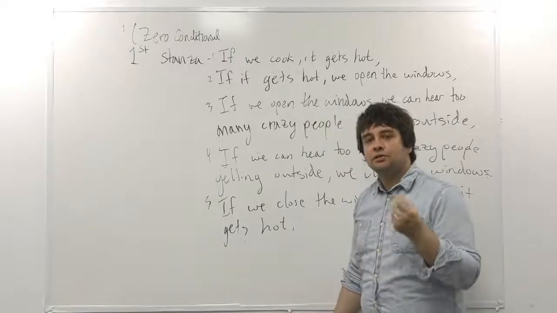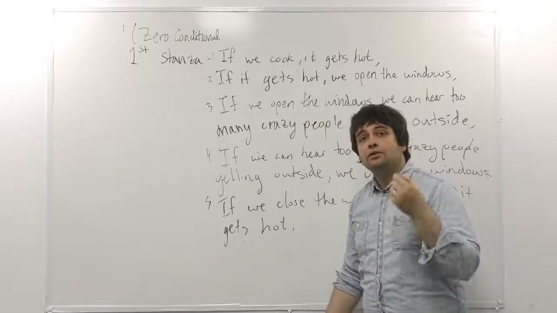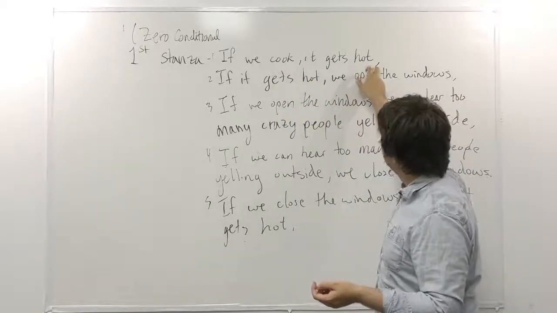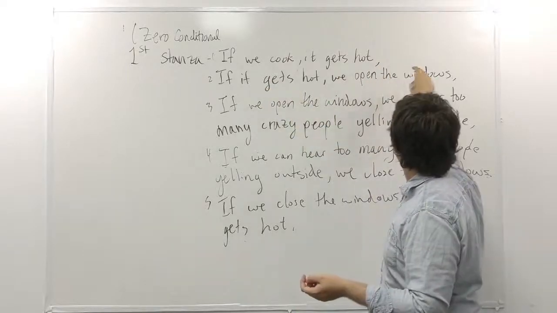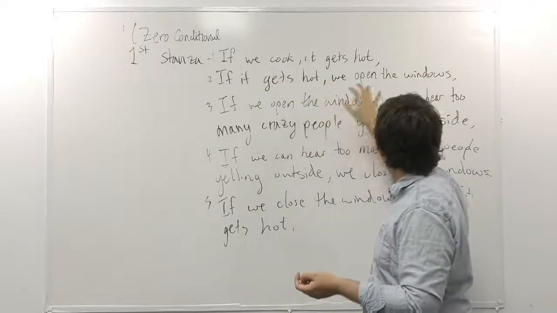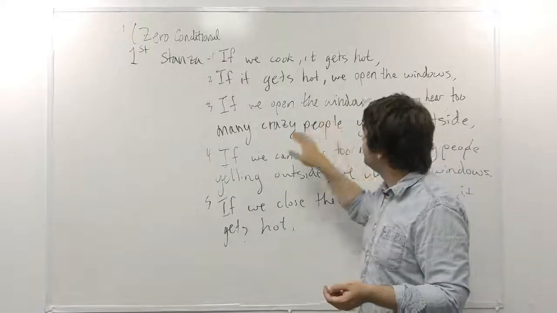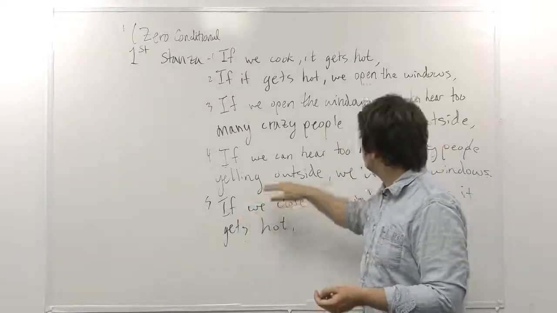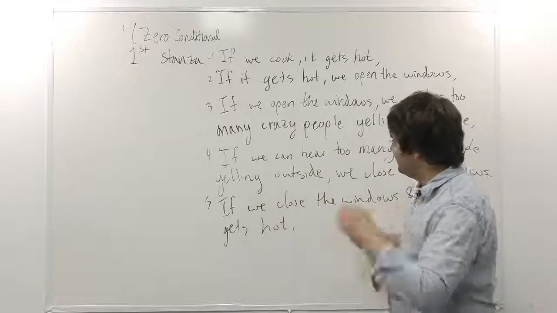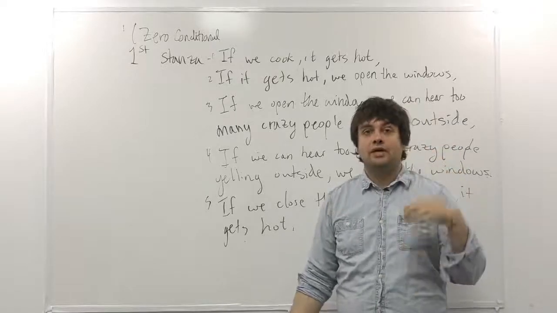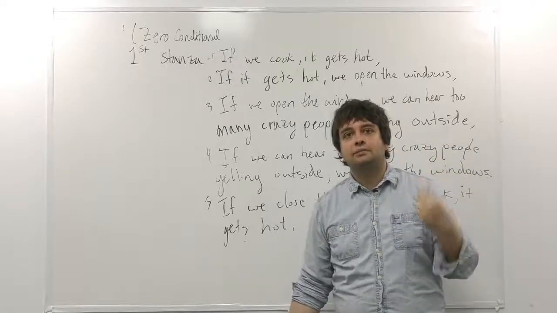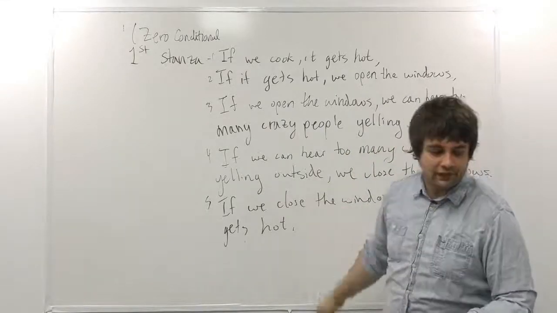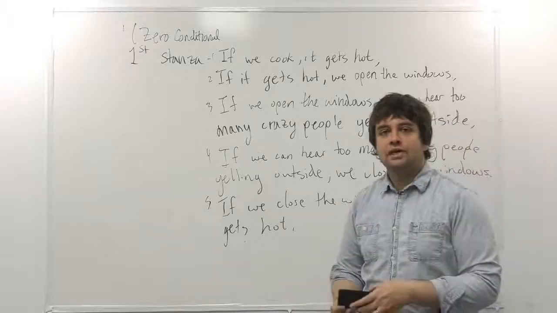Now, the other important thing, like I said before with stanzas, is there is no period except at the very end. So remember, if we cook, it gets hot, comma. If it gets hot, comma, we open the windows, comma. If we open the windows, comma, we can hear too many crazy people yelling outside, comma. If we can hear too many crazy people yelling outside, comma, we close the windows, comma. If we close the windows and cook, comma, it gets hot. All right, so remember, because you are writing in stanzas, not paragraphs, you only have a period at the very end of your stanza. Okay, guys, so that's my zero conditional example.